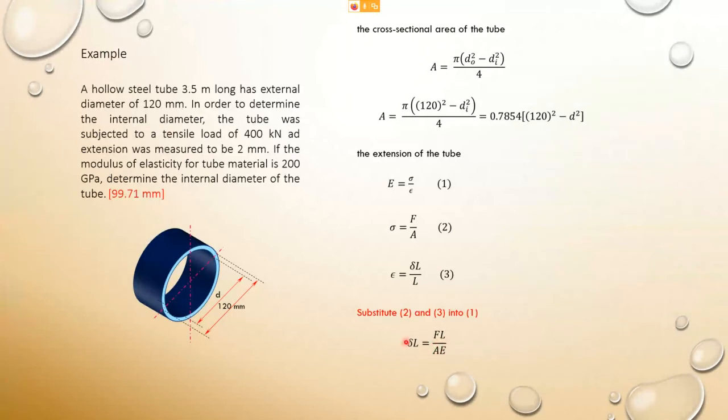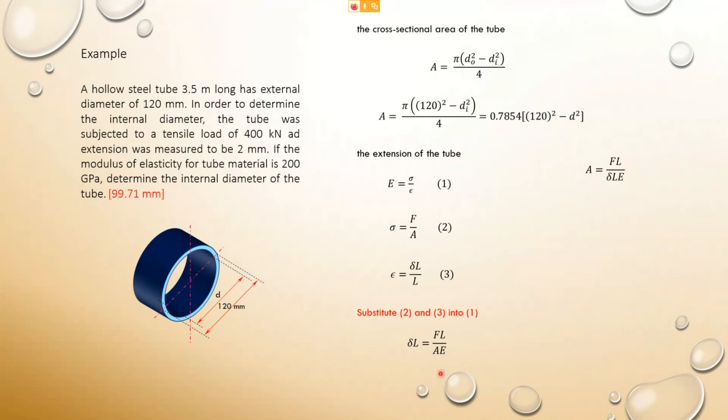E will equal FL over A times delta L, if you make E the subject first. So you can always change the subject to delta L. Why do we change it to delta L as the subject? Because they have given us an extension of 2 millimeter. We are going to make use of this value here. So remember, you have something in meter, you have something in millimeter.